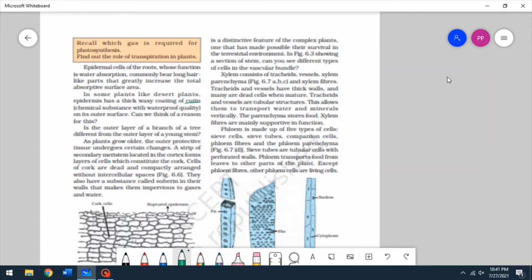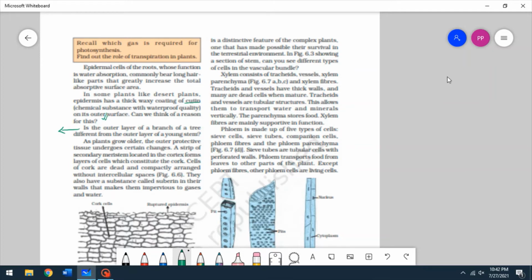And can we think of a reason for this? I mentioned it previously in the video. If you can't recall it, go back to the video and watch it again. Once you know you have the answer, come back here again, okay? So, is the outer layer of a branch of a tree different from the outer layer of a young stem? This is something I want you to think about. I will let you think about it because I have made it pretty obvious in the explanation previously. And if you're unable to recall it again, just go back and watch wherever I explain that.